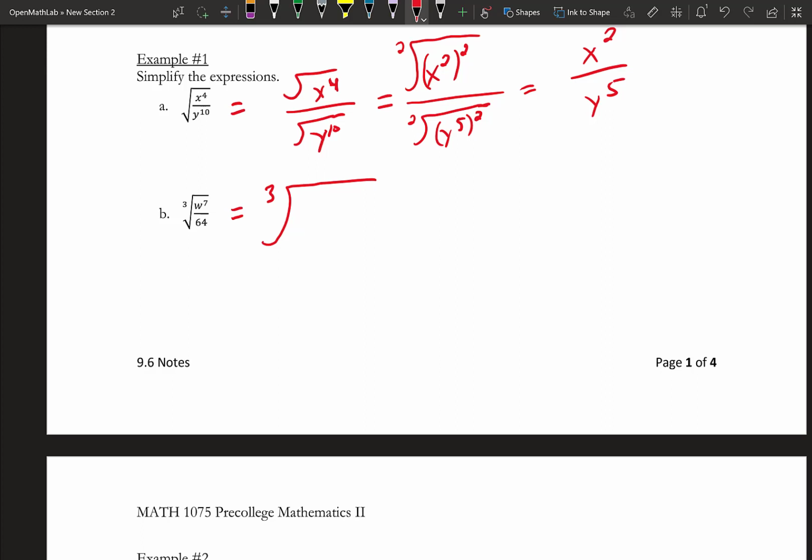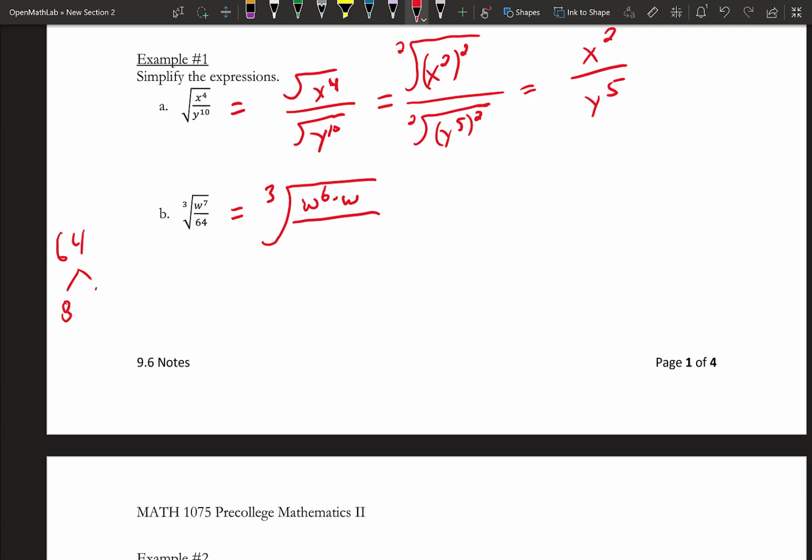So I would think of w raised to the 7th power as w to the 6th power times w, right? Because w to the 6th times w is equal to w to the 7th. And the reason why I'm pulling out that 6 is because it's the biggest multiple of 3 that's less than 7, right? And then the 64, I can break down into prime factorization.